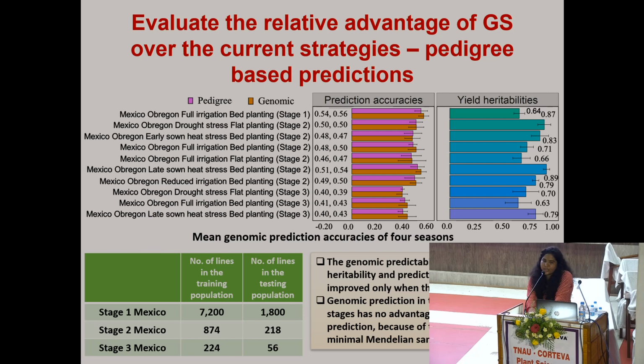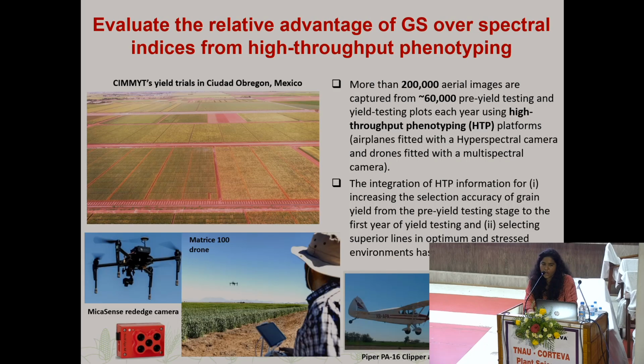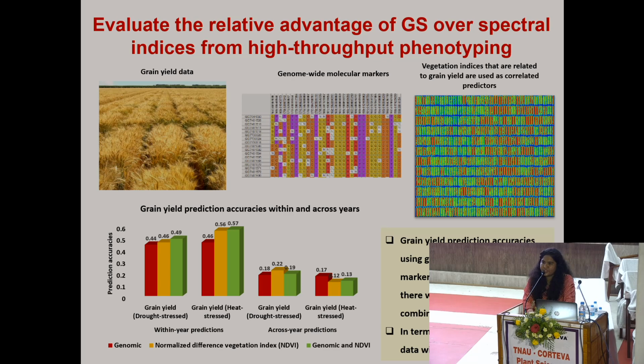And the next thing we did is to compare spectral indices from high-throughput phenotyping. So in the picture here, you can see yield trials in Obregon, and they are huge. As I was telling you, it's about 10,000 plots in the first stage, and it goes on. So every year, more than 200,000 images are captured, and about 60,000 plots are scored every year. And we use both aircraft, as you can see in the picture here, an aircraft fitted with a camera, and also drones.